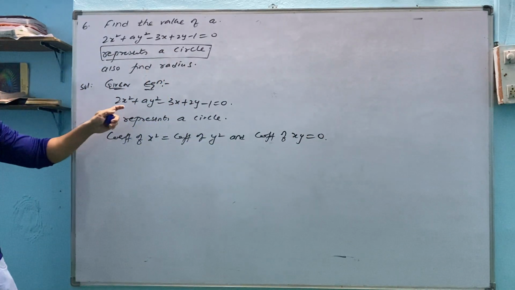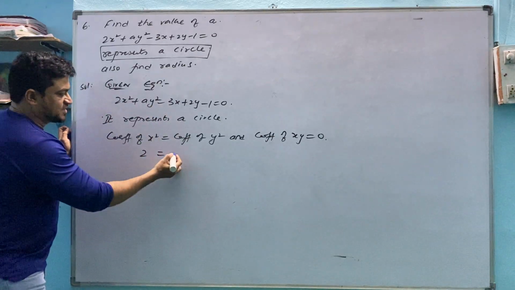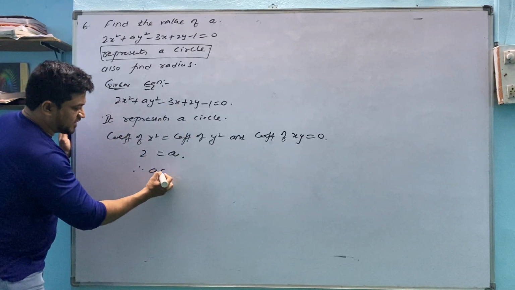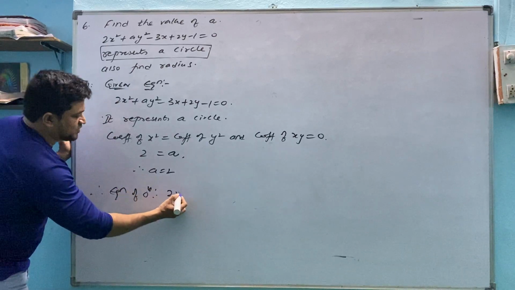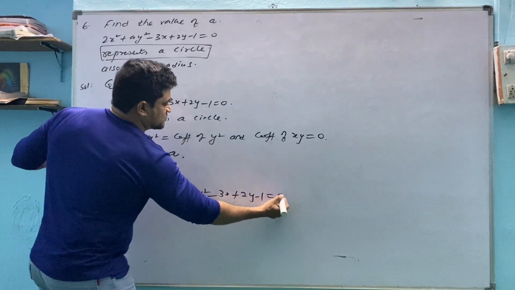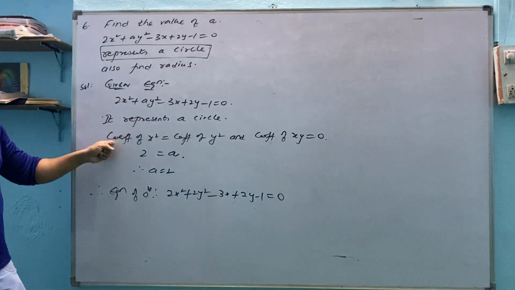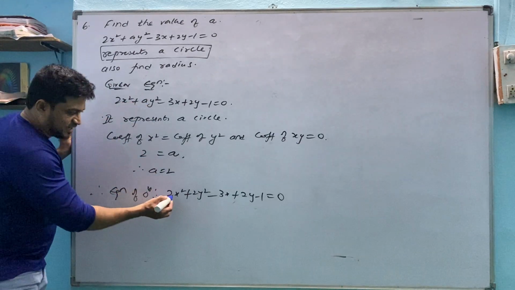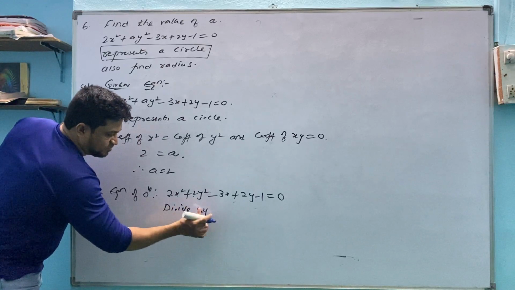Now what do we have as the coefficient of x square? The x square coefficient is 2. The y square coefficient is a. xy is not there, so we are not using this one. So we got the value of a. Therefore, the equation of the circle will be 2x square plus 2y square minus 3x plus 2y minus 1 equals 0. How did we get the value of a? By this formula: coefficient of x square is always equal to coefficient of y square. Now we find x square and y square have multiple 2, so we will divide by it. Divide both sides by 2.